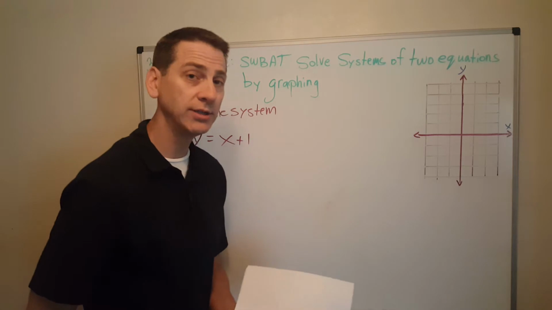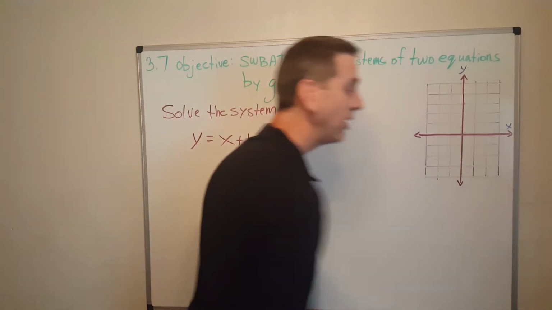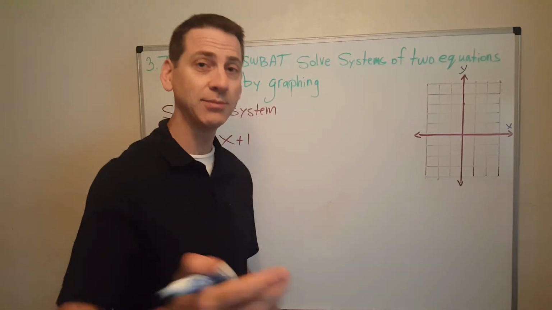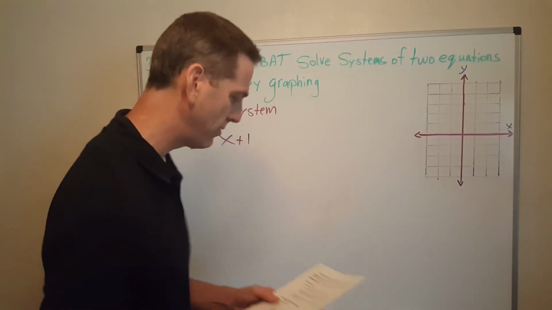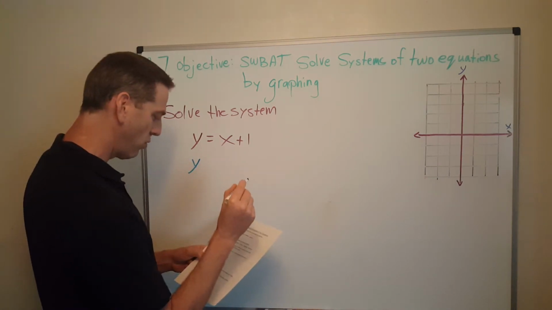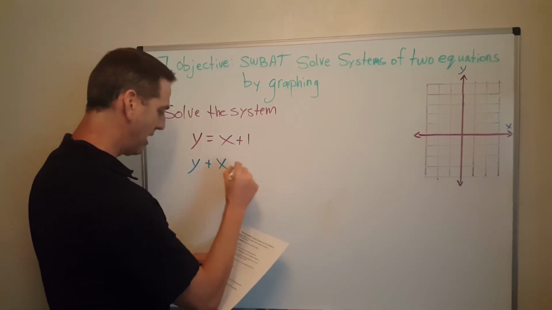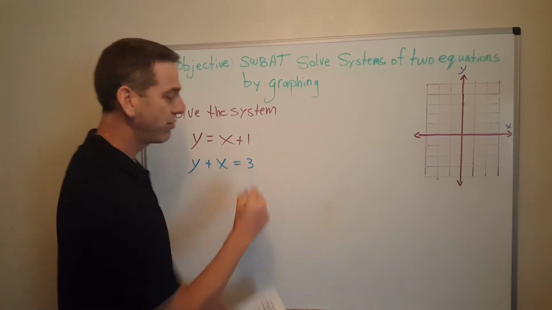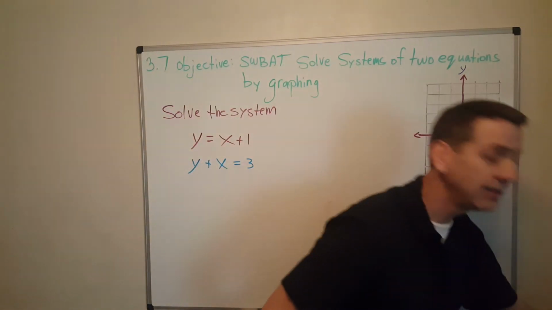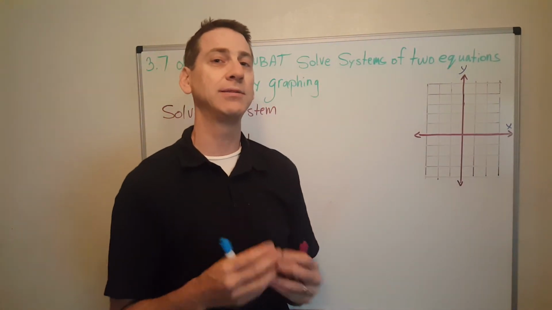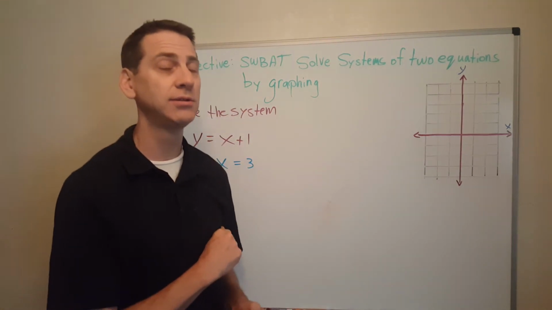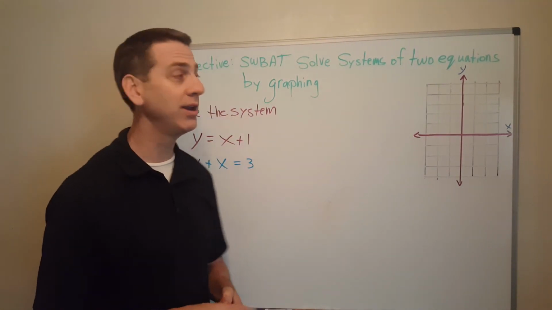There's my first equation. But remember, a system is two or more equations, just like your systems in your body are made up of more than one organ. So I'm going to have another equation here: y plus x equals 3. There's my two equations. Together they form a system, and they have a common solution. What is that common solution? Well, that's what we're going to find out right now.